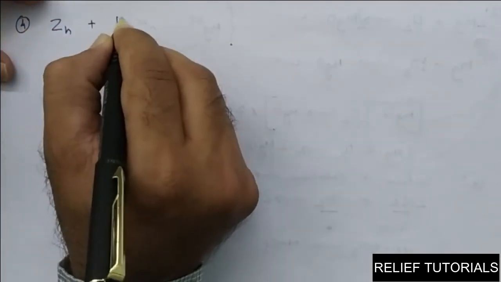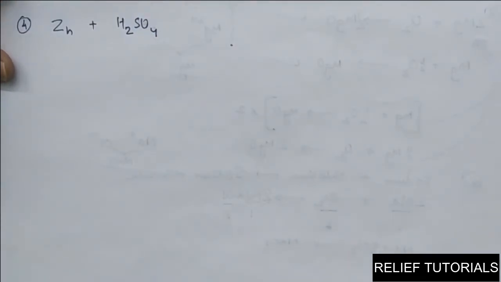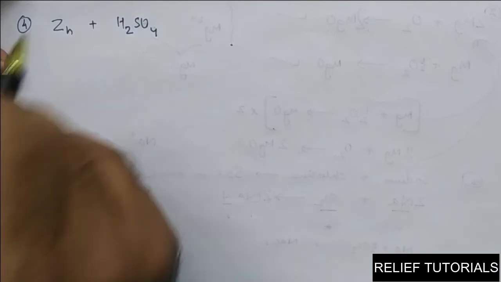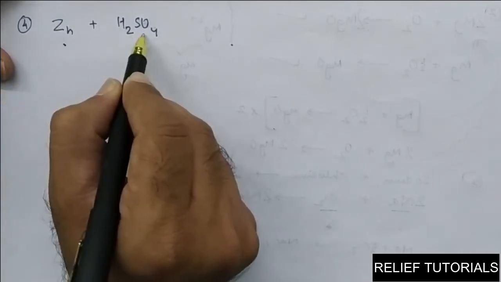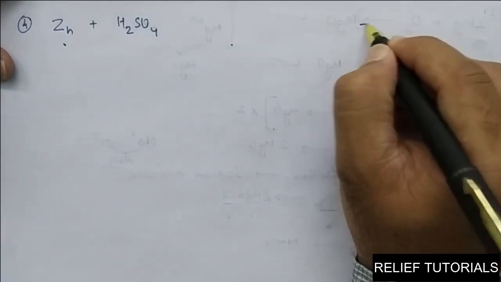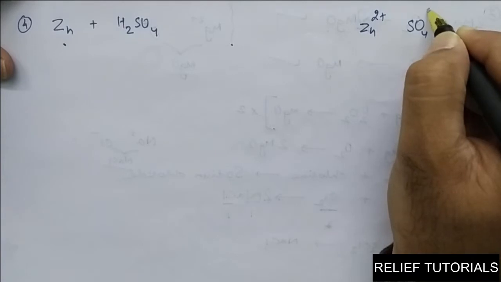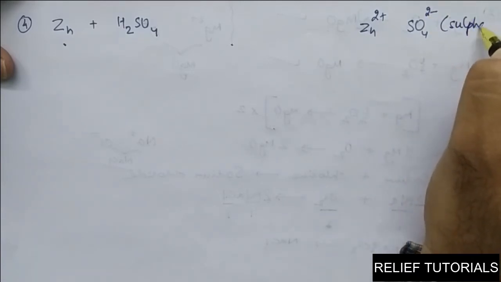Zn plus H2SO4, zinc plus sulfuric acid. Now here what will happen? Zinc will react with H2SO4. So zinc is 2 plus ion and SO4 is 2 minus ion. If you remember, the name of this is sulfate ion.